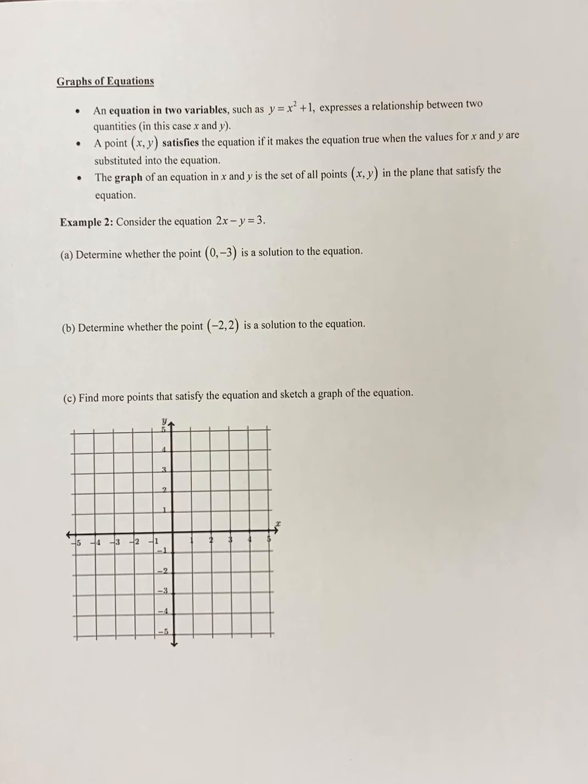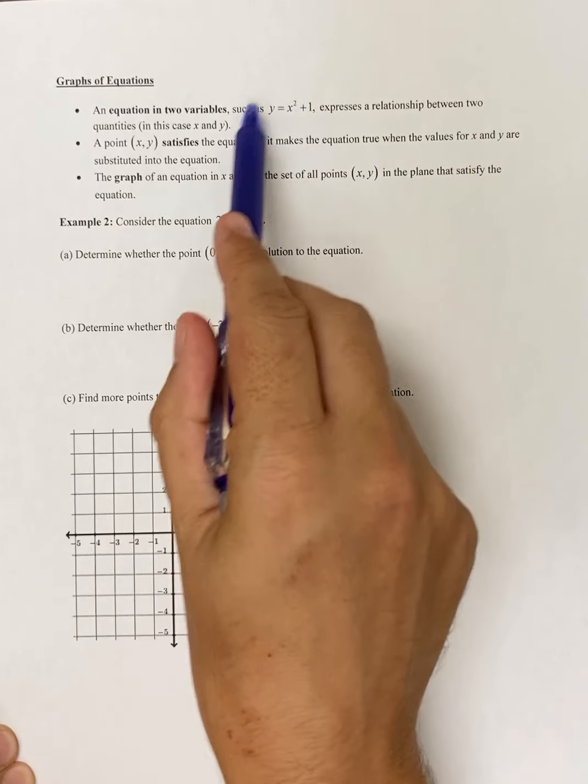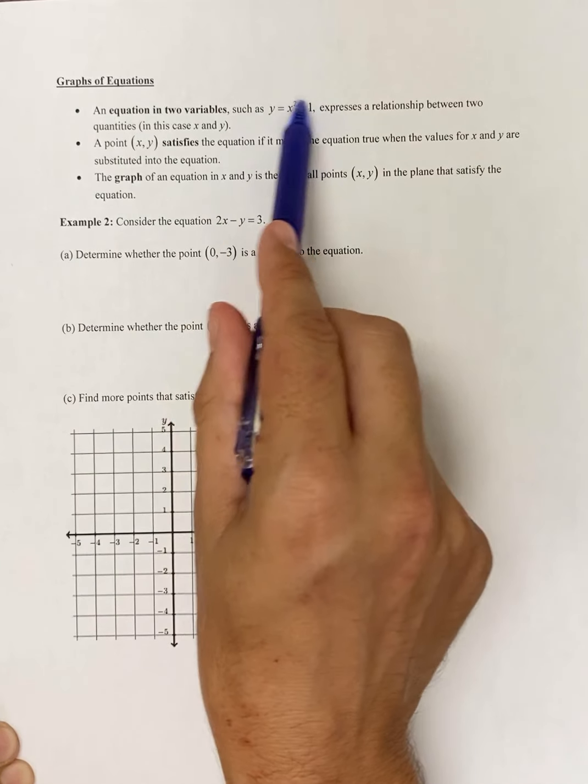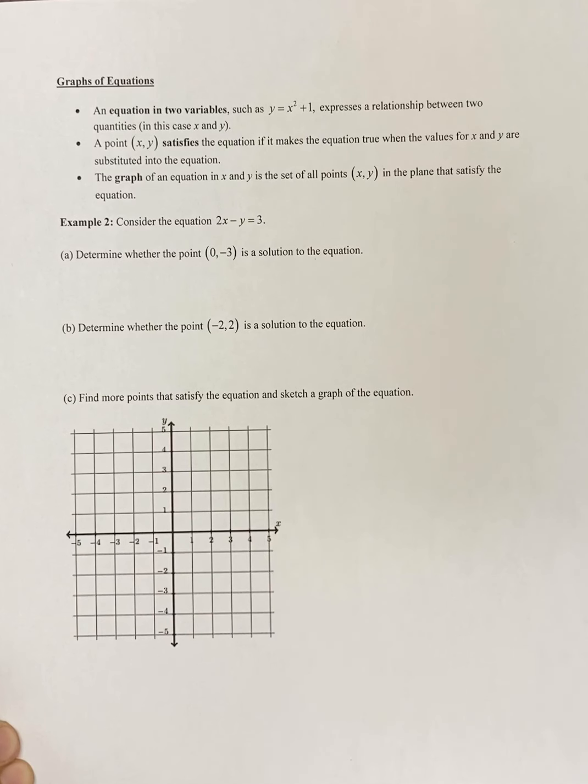Now we're going to begin looking at equations in two variables and their graphs. So an equation in two variables is just an equation that expresses a relationship between two quantities, two variables, x and y being the most common letters for two variables that have a relationship in an equation, but of course the letters could be something else. So an example here is y equals x squared plus 1.